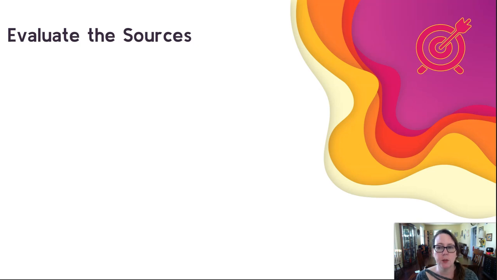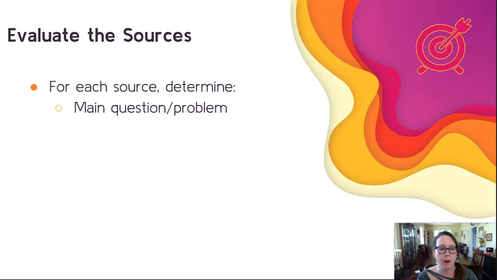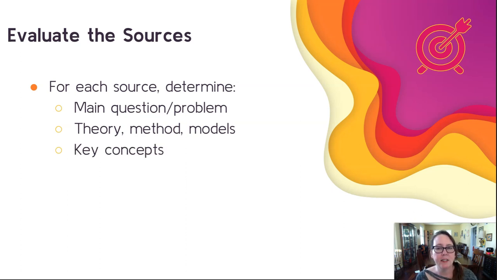So, as you are evaluating the sources, for each one you read, determine what the main question or problem of that paper is, what theory, methods, or models they use, identify the key concepts from that paper, and what conclusions they came to, particularly their findings. Also, make sure that you identify the limitations of that study. So no study is perfect. What are the limitations of that paper?